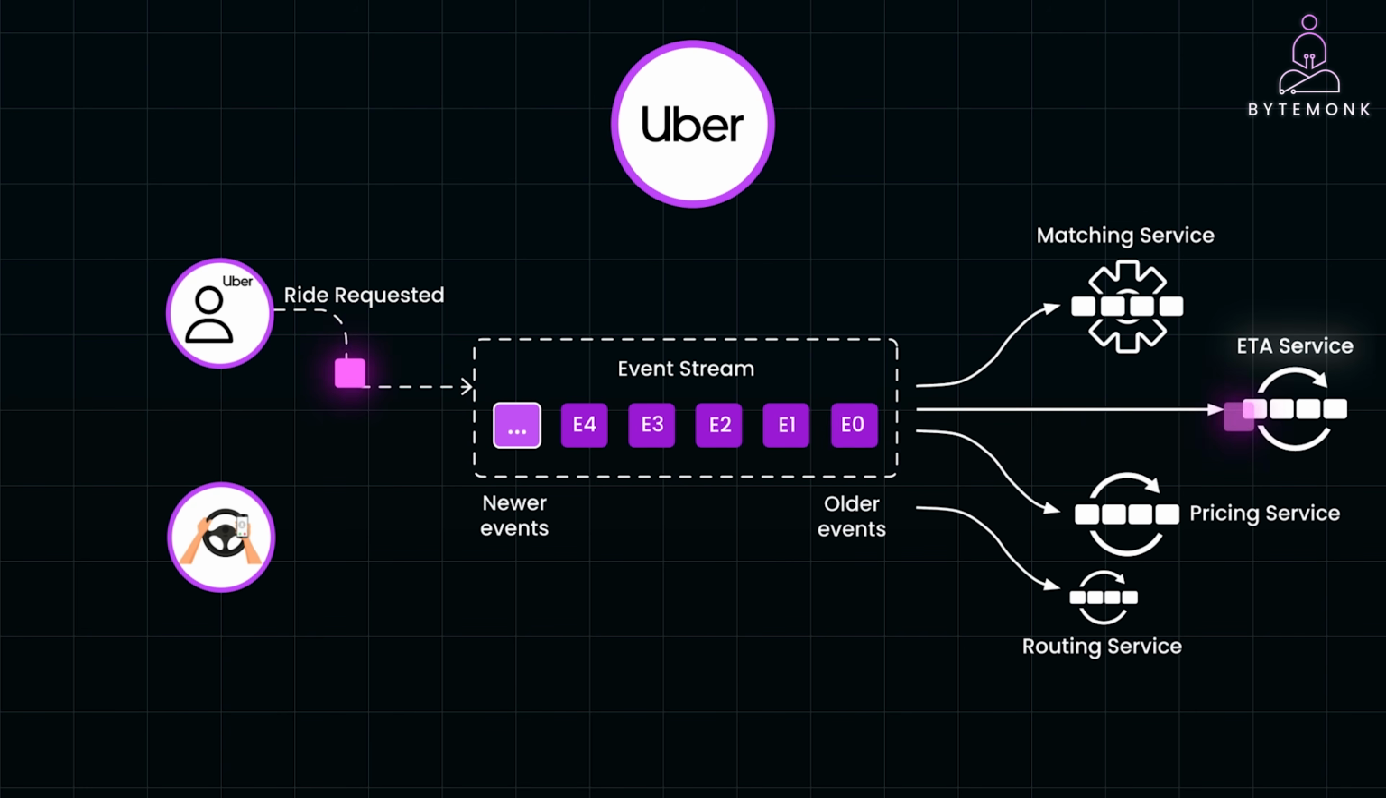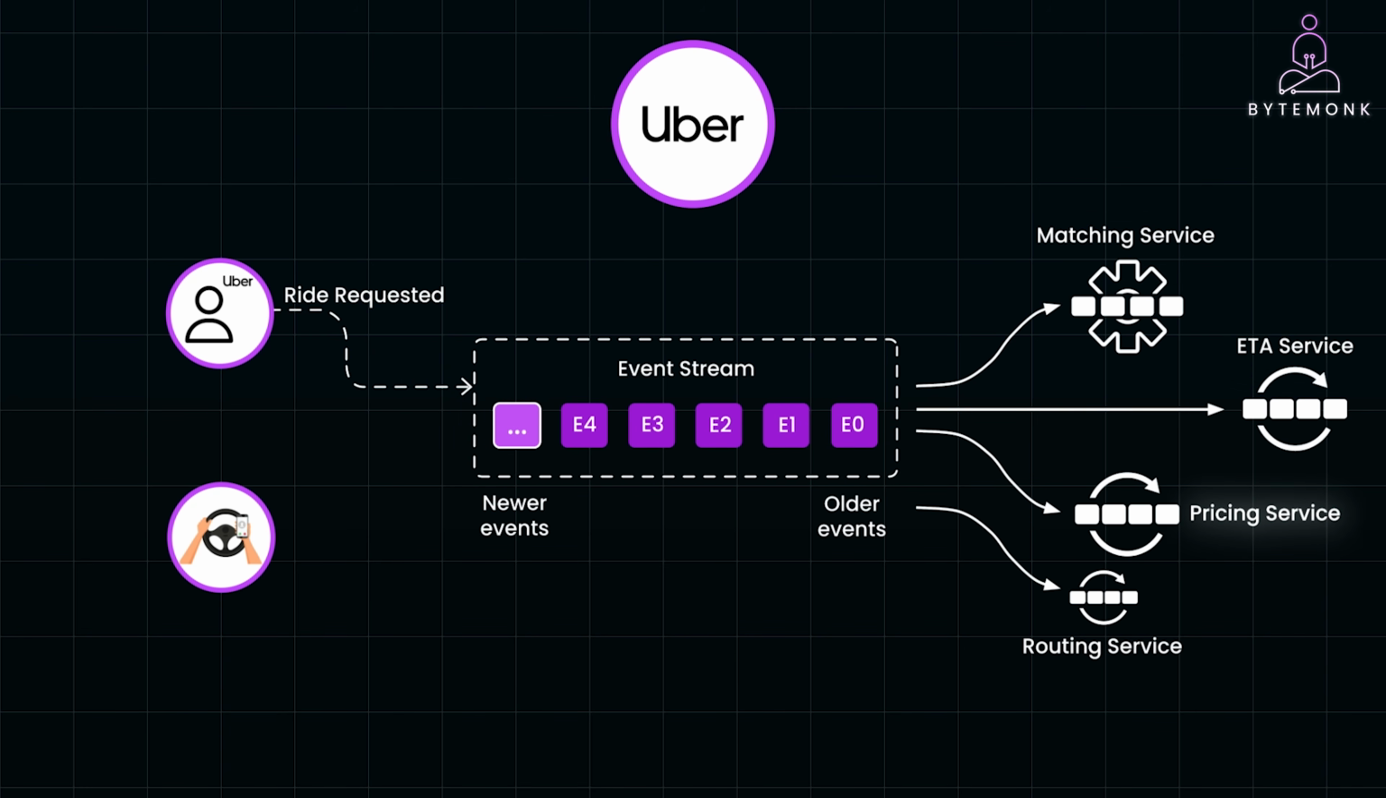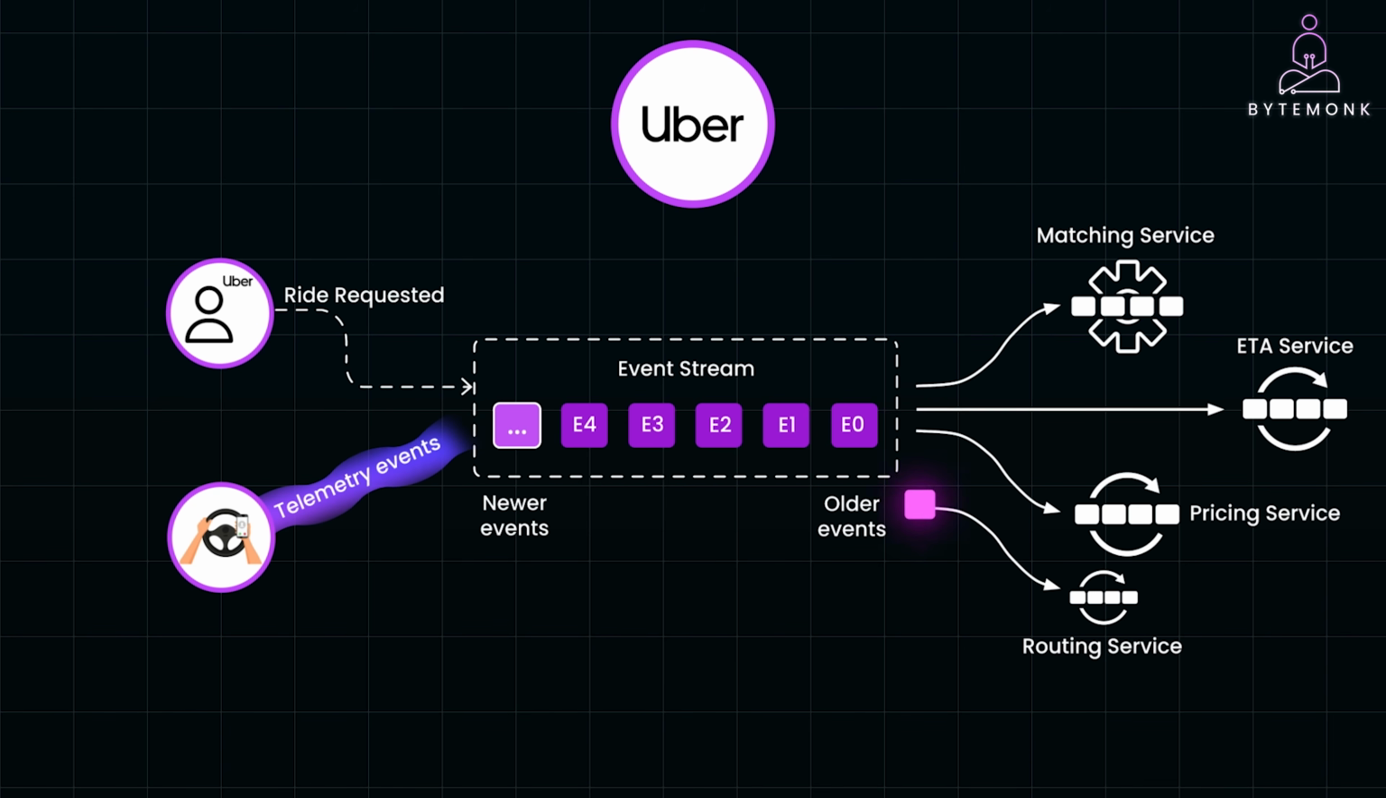An ETA service estimates the time of arrival. The pricing service calculates the ride cost based on factors like distance and demand. And each of these services consumes the same ride requested event but responds in a different way. Uber also has the ability to collect real-time traffic data through telemetry events from drivers' phones. This data is consumed by the routing service, which provides optimized routes and updates driver apps in real time.